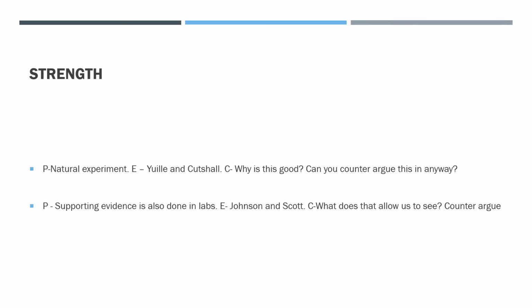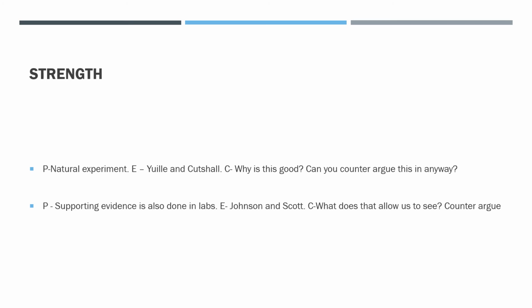And then your second one is there is also supporting evidence done in labs. Use the Johnson and Scott study. What does that allow us to see in terms of a relationship, but counter-argue that with the reducing of ecological validity? Now, these are very, very basic outlines for you.